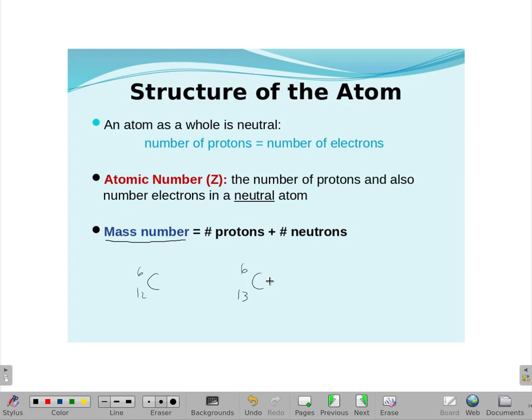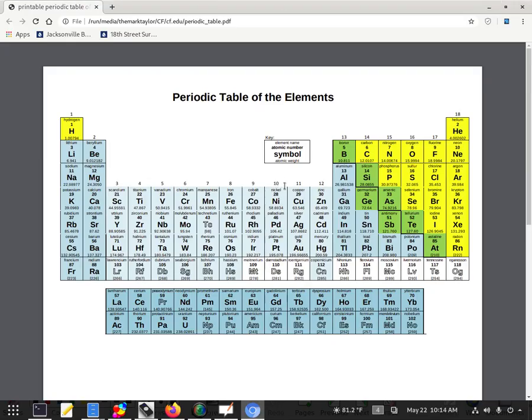But on the periodic table, I won't see the value 12 or 13. We do have a number that's similar to that. If you look right below carbon, it's got 12.0107.